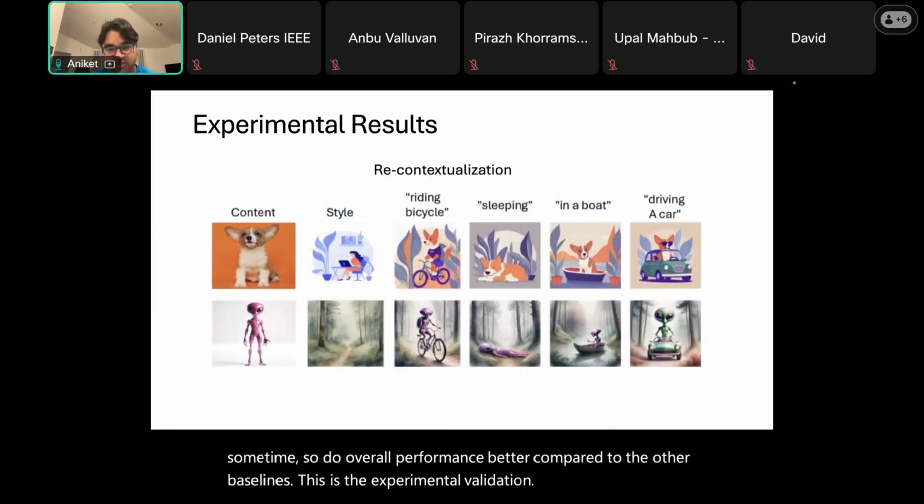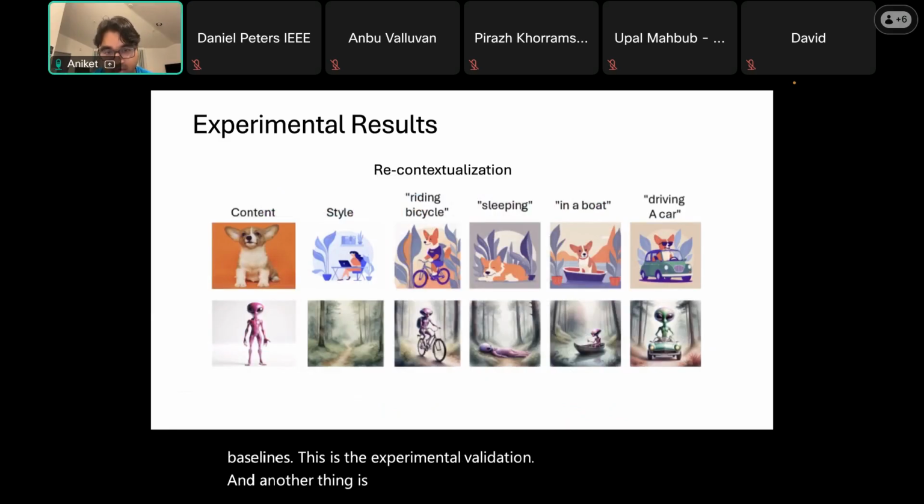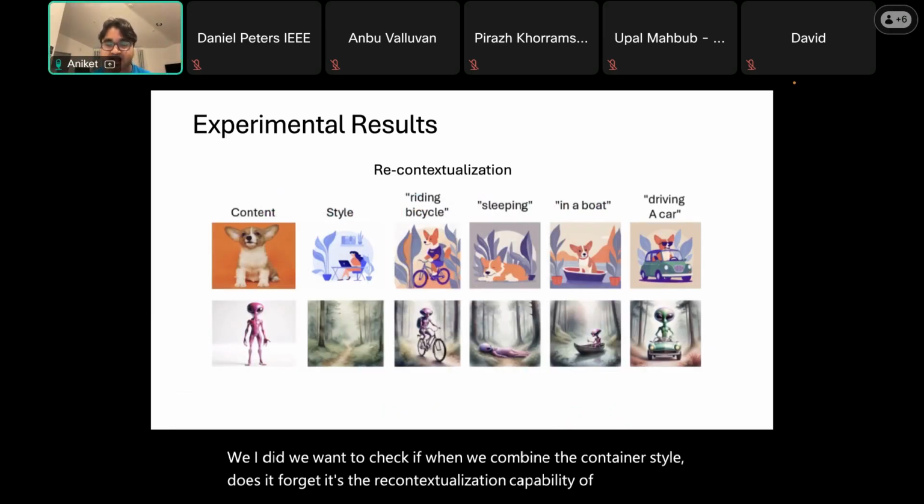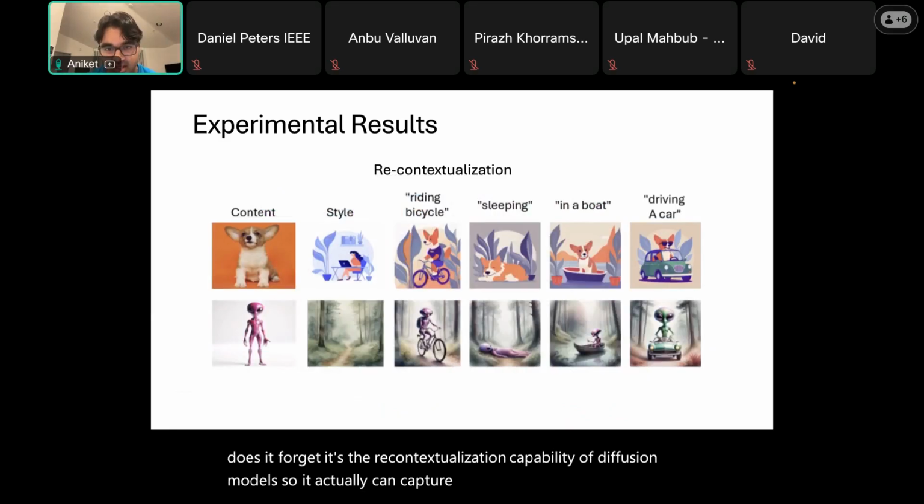This is the experimental validation. Another thing we want to check is, when we combine the content and style, does it forget the recontextualization capability of diffusion models? It can actually do the recontextualization. Basically, it can adhere to the prompt.